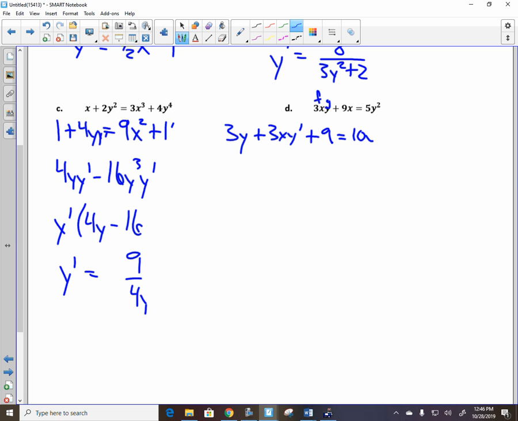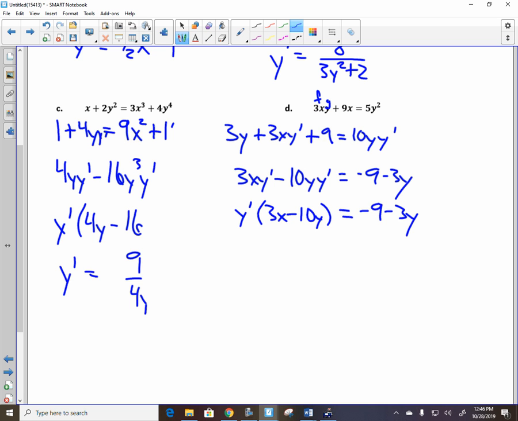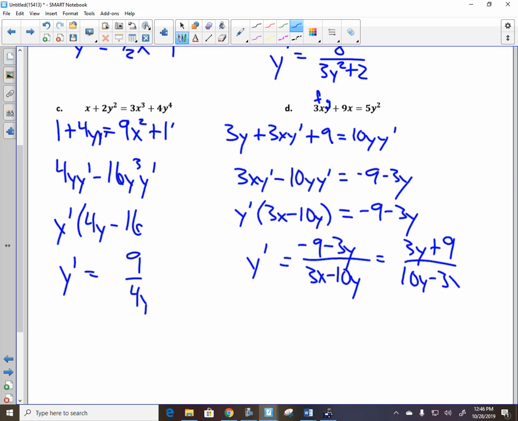Plus 9 is equal to 10y y prime. And now we operate just like normal. 3x y prime minus 10y y prime is equal to -9 minus 3y. Factor out that y prime, and I get 3x minus 10y. So y prime is -9 minus 3y over 3x minus 10y. Or you can factor it so that it's 3y plus 9 over 10y minus 3x.